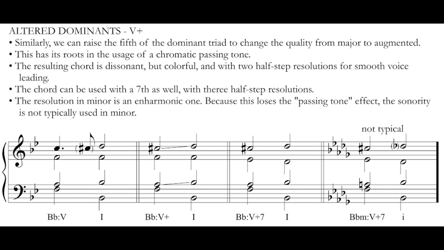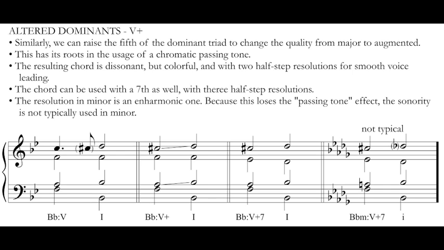Just like our dominant with a substituted sixth, we leave the root of the chord alone, right? We still have that descending perfect fifth in our bass. We leave the leading tone alone. That leading tone stays the same, still resolves up by step. But we change that fifth around, again, just like we did in the last chord. Here, instead of changing it to a pitch a sixth above, we raise it by a half step, and that changes the quality of our dominant triad from major to augmented.